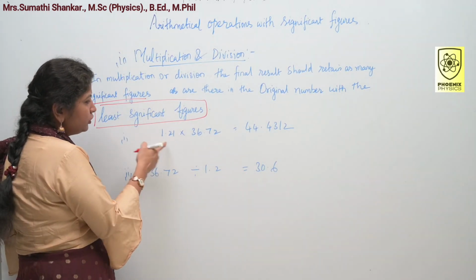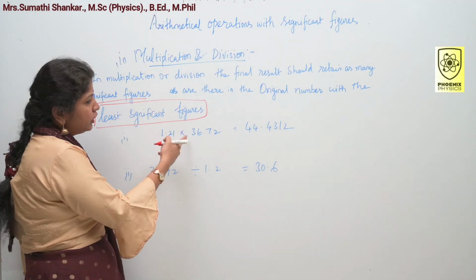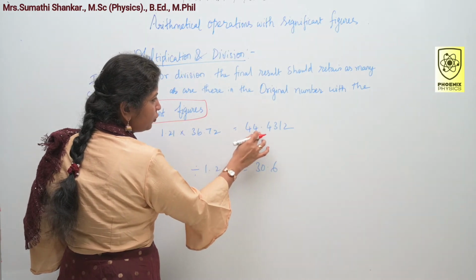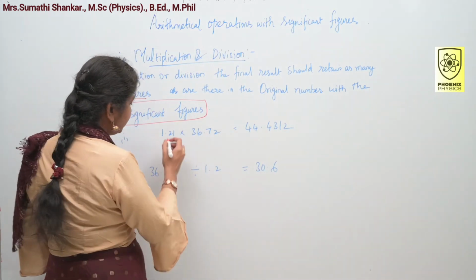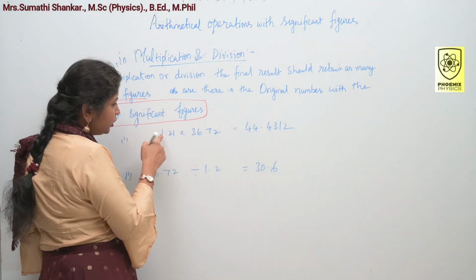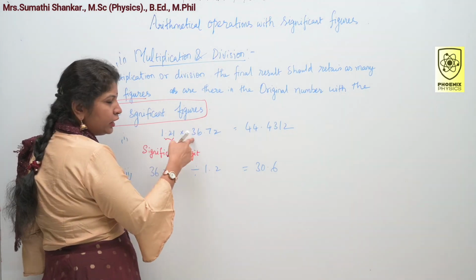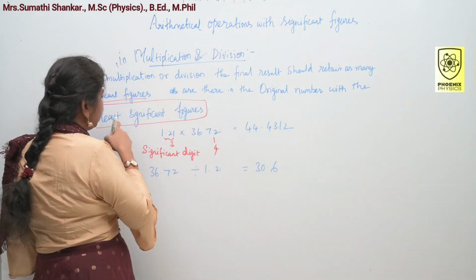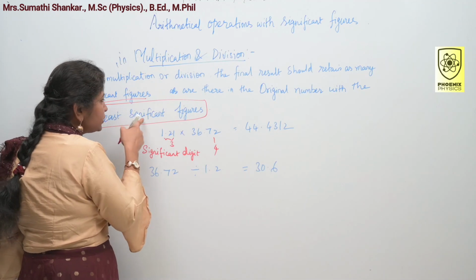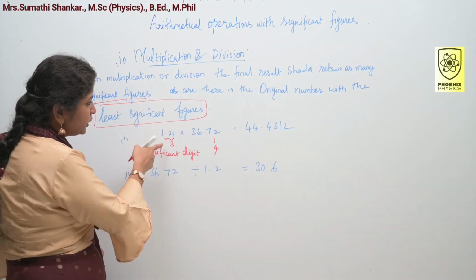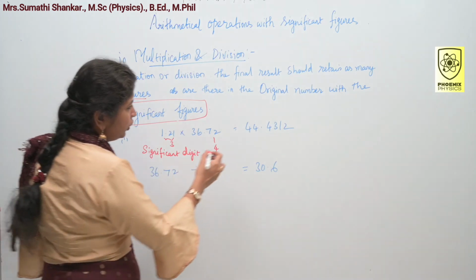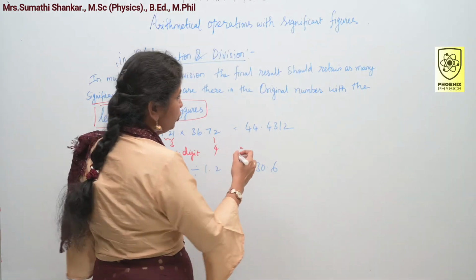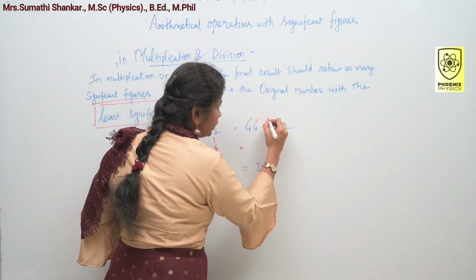Here look at the first example, 1.21 multiplied by 36.72. Your answer is 44.4312. Here how many significant figures are there? 1, 2, 3. Here 1, 2, 3, 4. So based on the rule, we have to consider the least significant figures. Which one is least? This 3 is least. So here my answer is 44.4312.